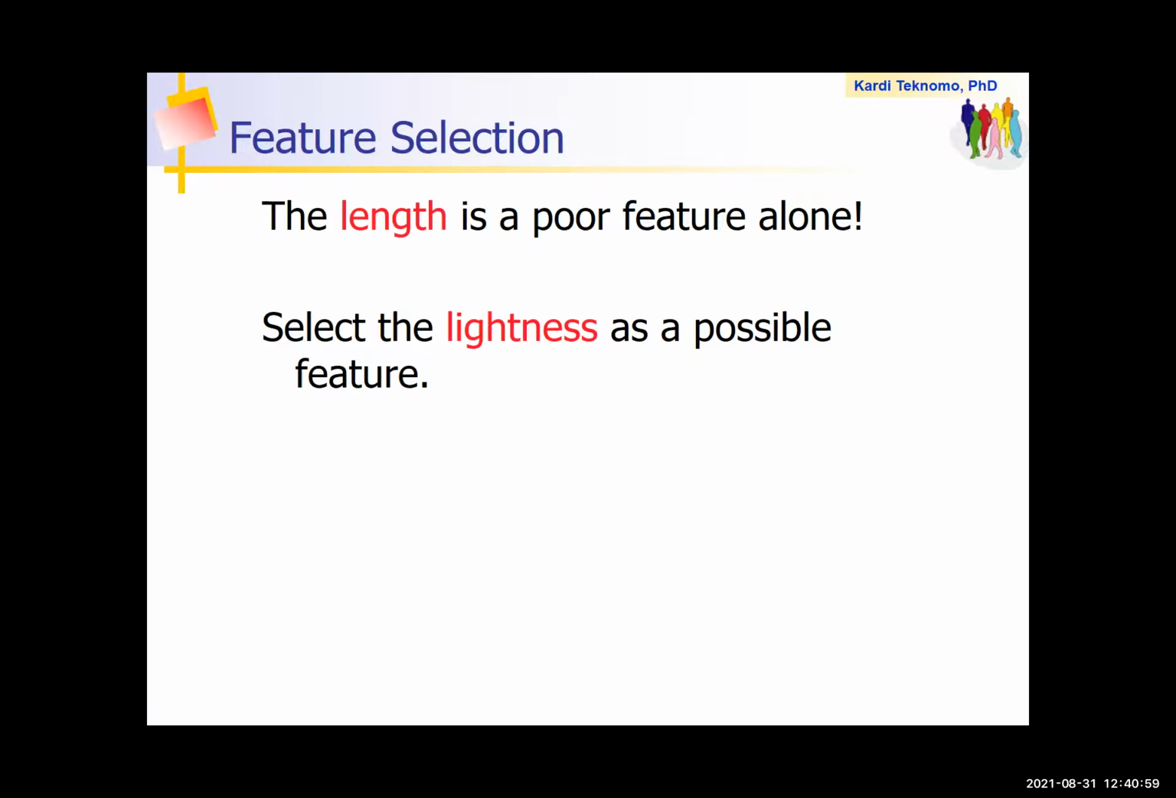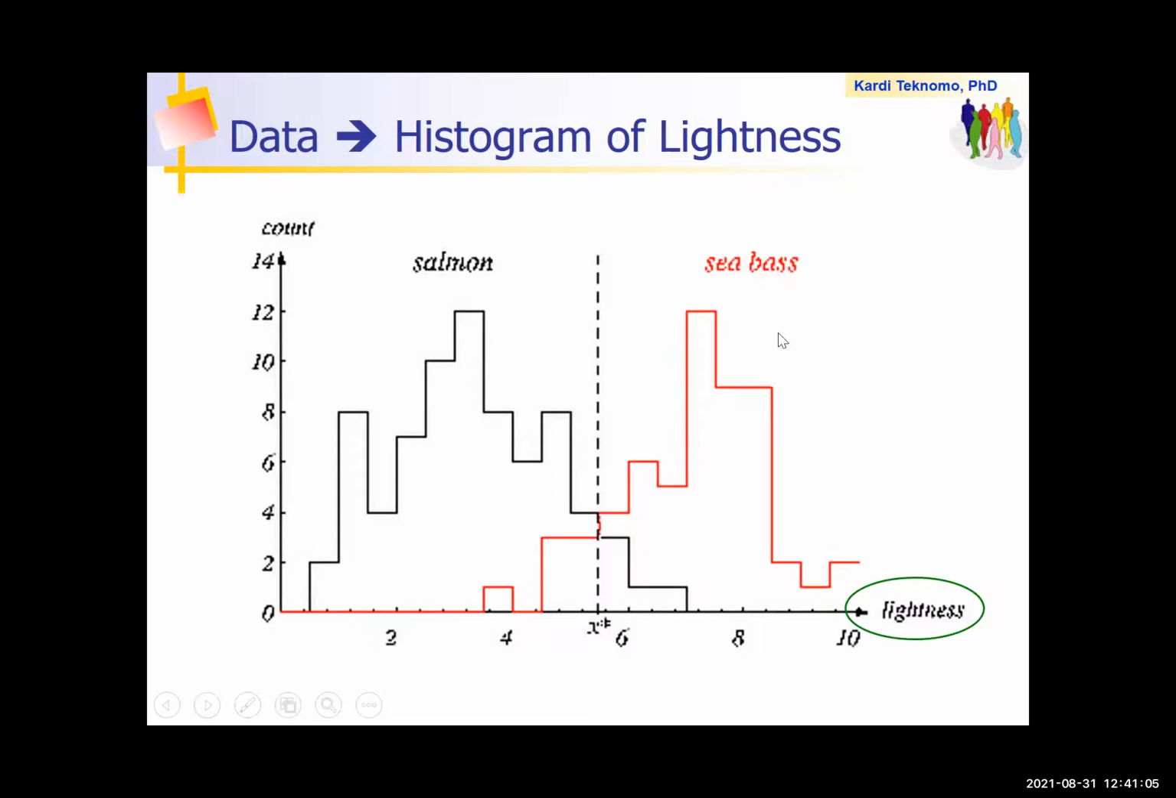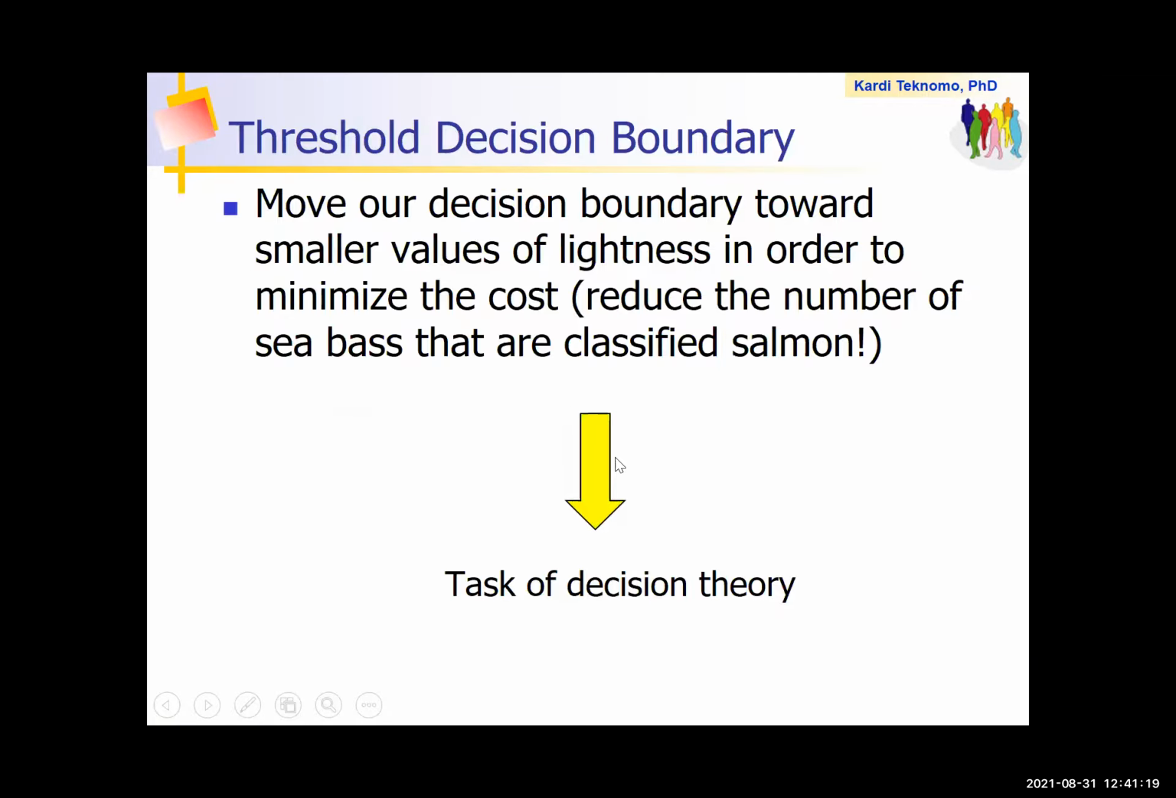Then we say, okay, let's add another feature called lightness, the color of the fish. If you use lightness and check the distribution, they are better. The overlapping region is actually smaller. Then you can move the decision boundary so that a smaller value of lightness will be used in order to minimize the actual cost. So you want to reduce the number of sea bass that are classified as salmon.